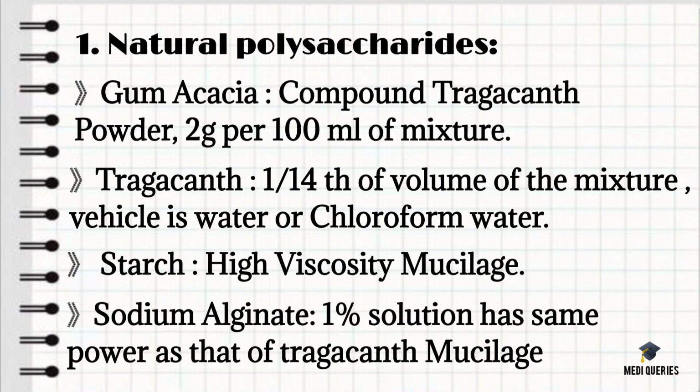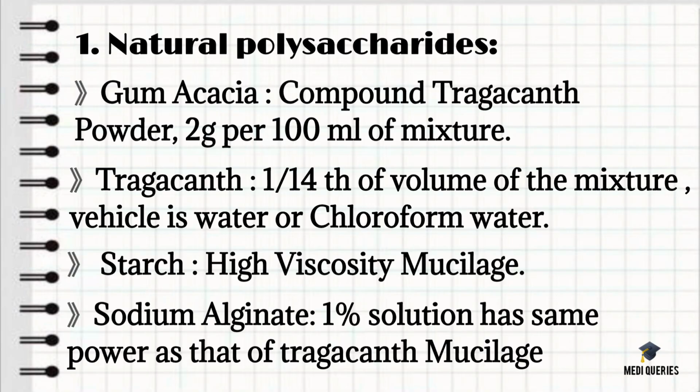Okay. And next one is the tragacanth. It is a better thickening agent than the acacia here. So it is used as a compound tragacanth powder or a tragacanth mucilage to suspend the heavy indiffusible substances. Here the tragacanth mucilage is used when the vehicle is water or chloroform, in the concentration of 1/4 of the volume of the mixture.